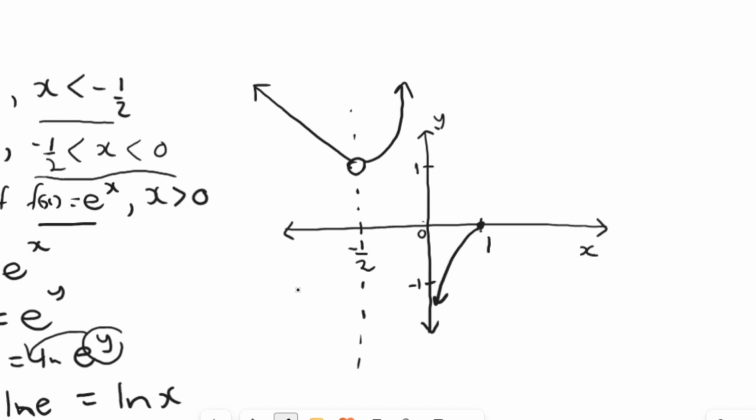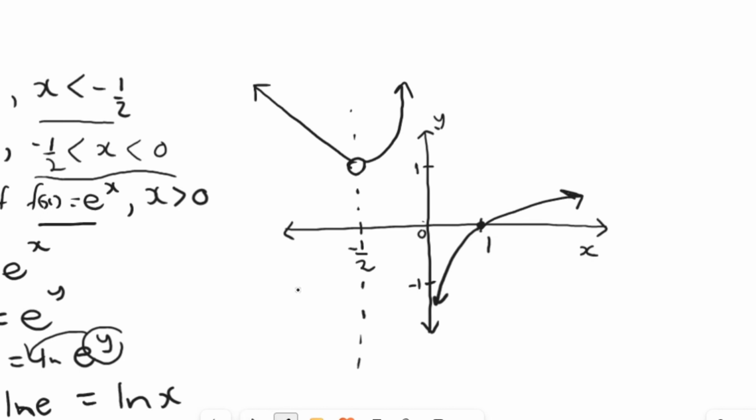And then from here, it must go up to positive infinity for both y and x. It keeps on going up and to the right. So that is positive infinity in both directions. Now let's look at the domain and range of this function.